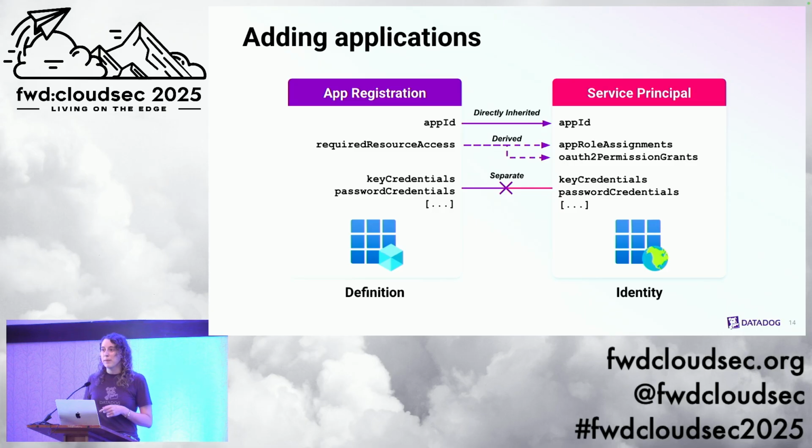Other properties have the same name, but they're totally different. Something that really shocked me about this is that key credentials and password credentials are properties that can be set in either place, but they do not go back and forth at all. They don't synchronize in any way. So if a credential is assigned in either of those properties on either of those identities, you can become the application.